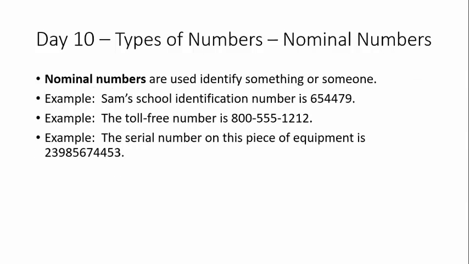The third type of number is a nominal number, and this is used to name something or identify something. So examples here include your ID number at school, perhaps your driver's license number, your phone number, a serial number on your computer, things of this nature. These are nominal numbers.